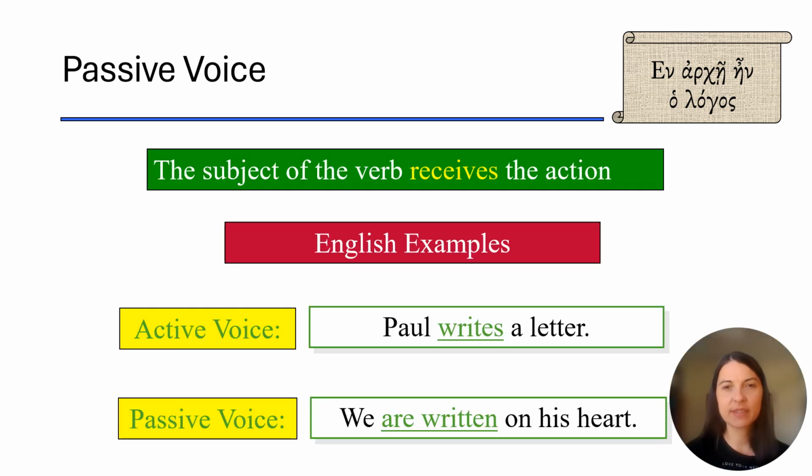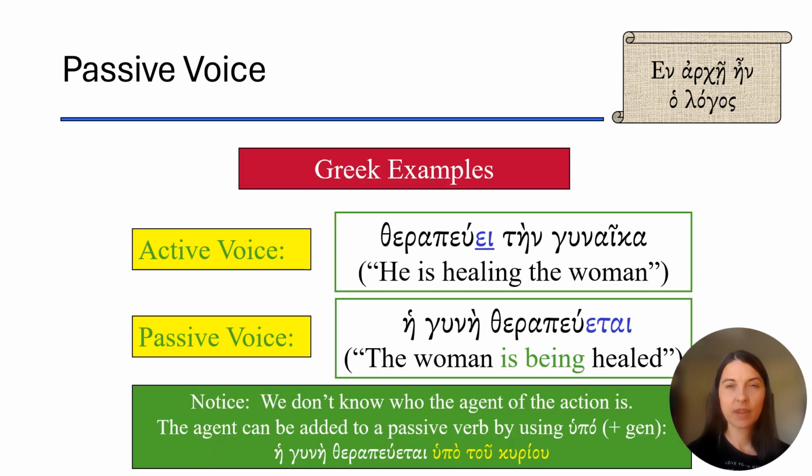In the passive voice, the subject of the verb receives the action. So an example in English would be, in active voice, "Paul writes a letter," whereas in the passive voice, "we are written on his heart." We are still the subject, but in the passive voice, we are being written on his heart. Some examples in Greek would be, "he is healing the woman" versus "the woman is being healed." In the first example, he is the subject and healing is the action, whereas in the passive voice, she is the subject and being healed is still the action.